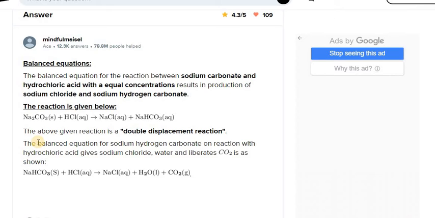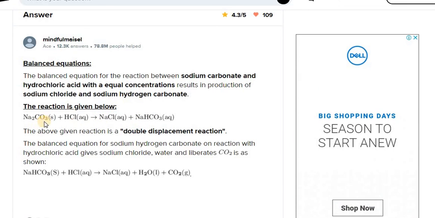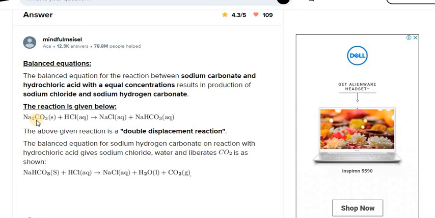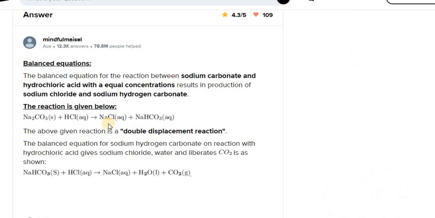Now we have to balance this equation. For balancing we have to count the number of atoms of each element. Here sodium is 2, and here also Na is 2. Then carbonate CO3: carbon is 1 over here, and here also CO3 is 1. Then H is 1 here, and here also H is 1. Then Cl is 1 here, and here also 1. So this equation is already balanced, so there is no need to balance it.